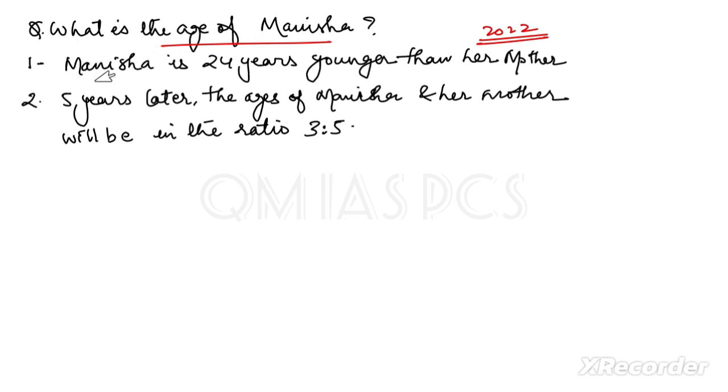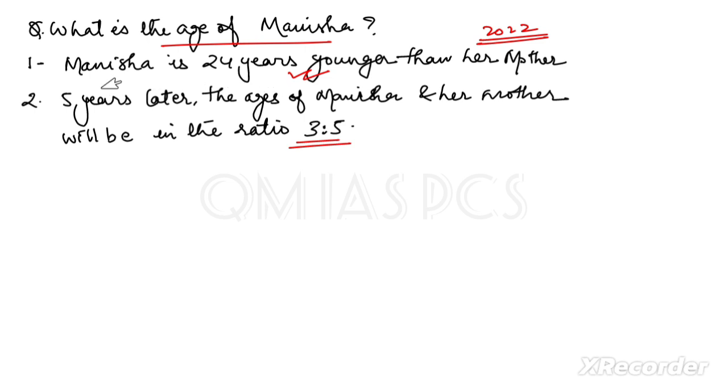And the first statement is given like, Manisha is 24 years younger than her mother. Okay, the second statement is given like, 5 years later the ages of Manisha and her mother will be in the ratio of 3:5. So here we have to apply two things. In the first statement it is a linear equation, and in the second statement it is a ratio. Okay, and based on this you have to solve the question.